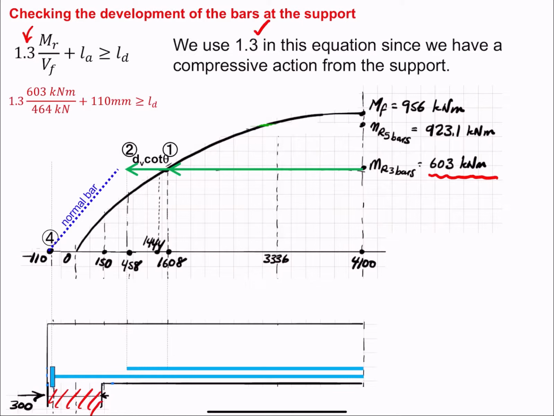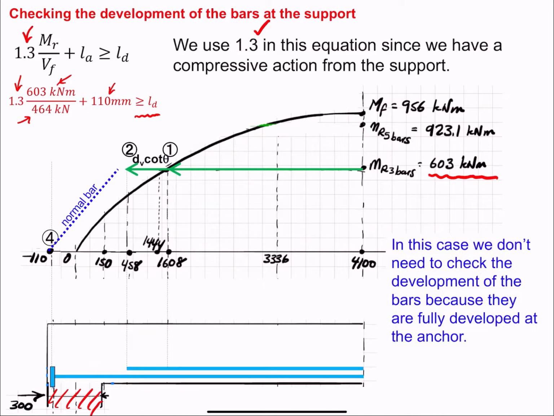These would be the values that we would use on our system. So the 1.3, the resisting moment for the 330s, which is 603, and then the factored shear 464 kilonewtons, and this is the available embedment length. All of it should be greater than LD. So this is the equation that we would be using if we had been able to use a normal bar.